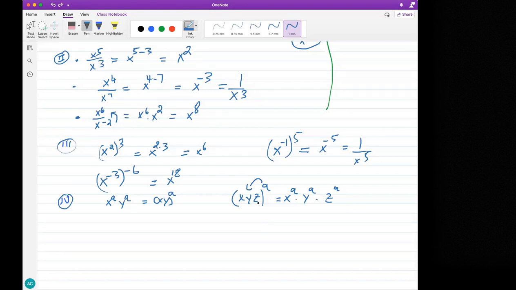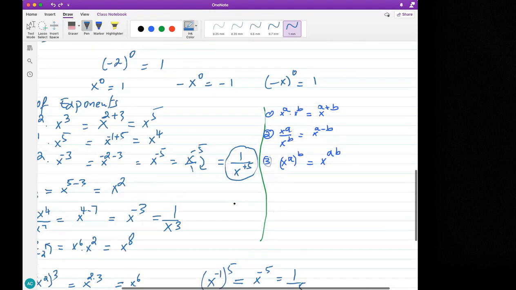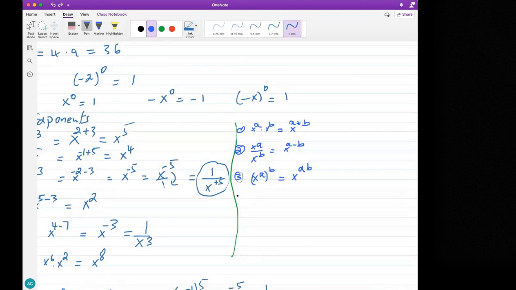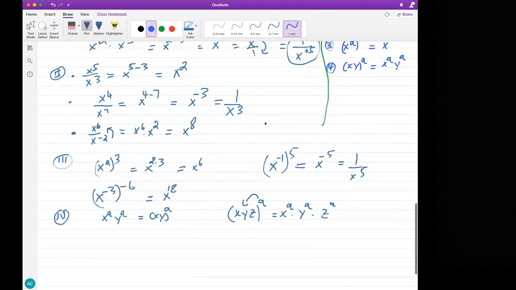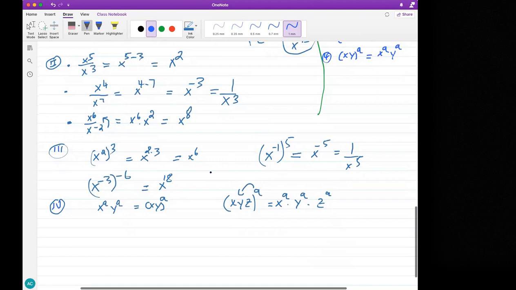So that's another rule, number 4. Let's write that down here too. Let's say 4. And so again, in general, if you have, let's say, xy to the power a, we can write this as, this turns into what? x to the a, y to the a. That's right. And again, this is useful. We're going to see later how to use that to simplify some expressions.